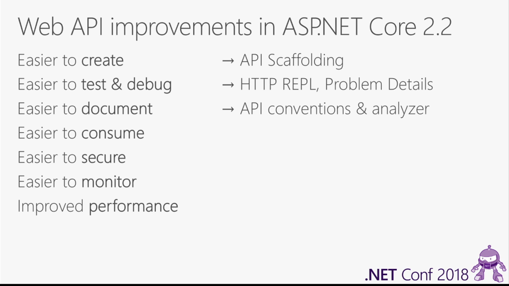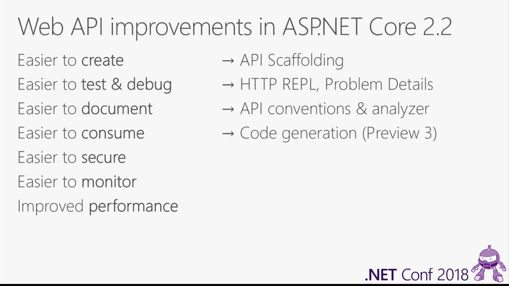Document them using Swagger. The API conventions will help you do that, as will the analyzer, so that you enforce those conventions consistently across your API. To consume them, we are going to enable a code generation experience in Preview 3. That's coming. For now, you can use the existing open source projects that are already available in the community.